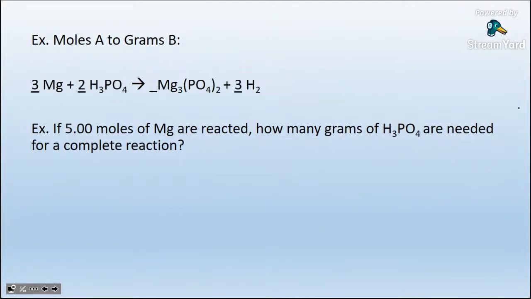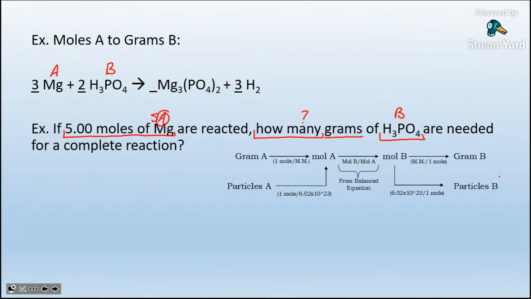So let's look at now moles of A to grams of B. So we're adding in the concept now of a molar mass. So as I go through this, again, we always want to label. So if 5 moles of magnesium, so I'm going to start with that same 5 moles, and whatever my starting amount is, that is going to be my substance A, are reacted, how many, so there's my question, grams of H3PO4. So H3PO4 is what I'm trying to find. So that is my substance B.